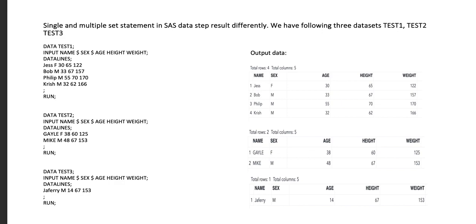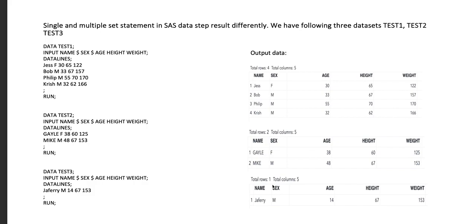We have the following 3 datasets: test1, test2 and test3. Test1 dataset has 4 rows. Test2 dataset has 2 rows. And test3 dataset has 1 row. When we run the first program, we will obtain the result as shown on the right side of the window. This is the first table. When we run the second program, test2, the output is shown on the right side of the window, table 2. And when we run the test3 program, we will obtain the result as shown on the right side of the window, table number 3.